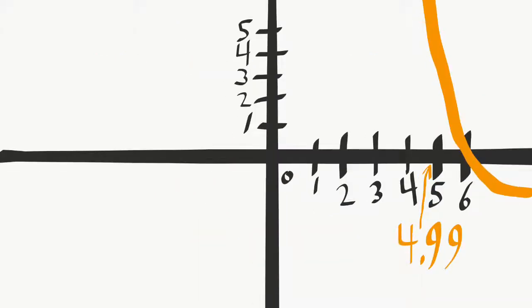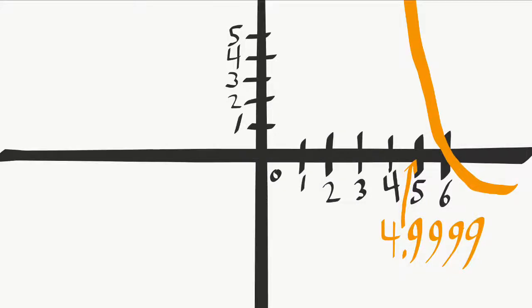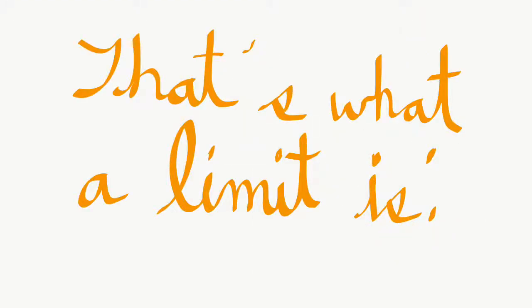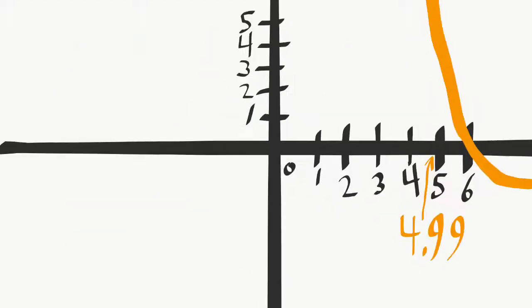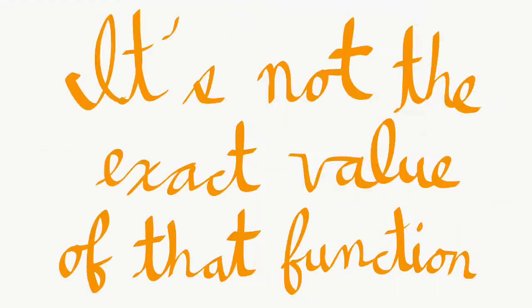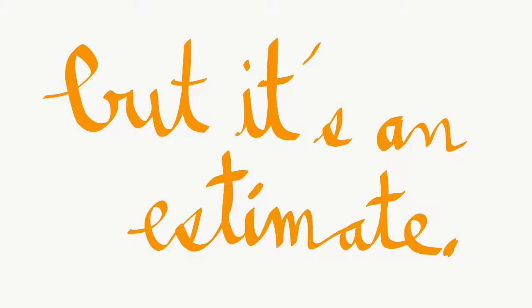As we get closer and closer to 5, we approach 3. That's what a limit is. It's whatever you approach when you get closer and closer to a number. It's not the exact value of that function at that x, but it's an estimate.